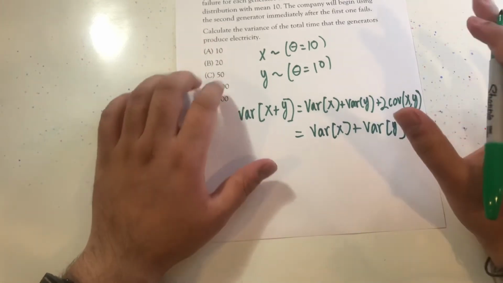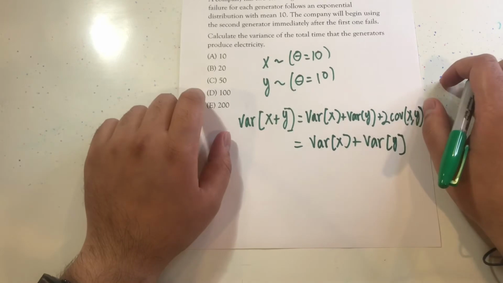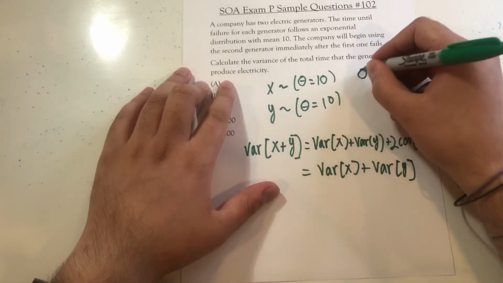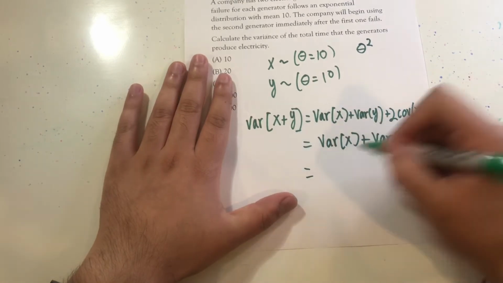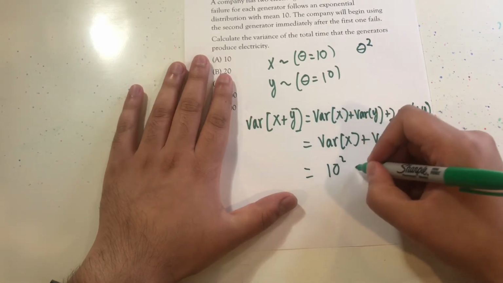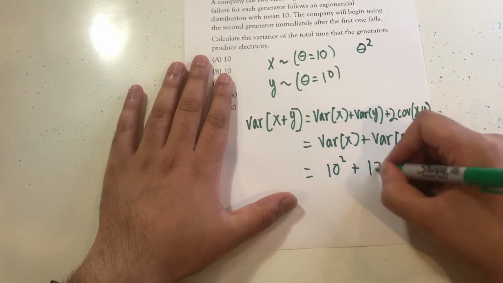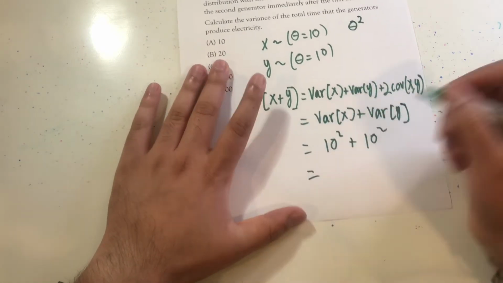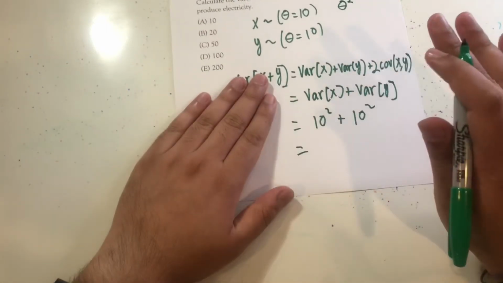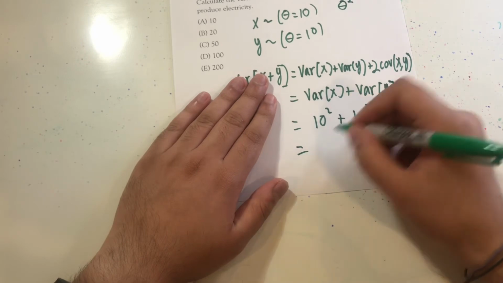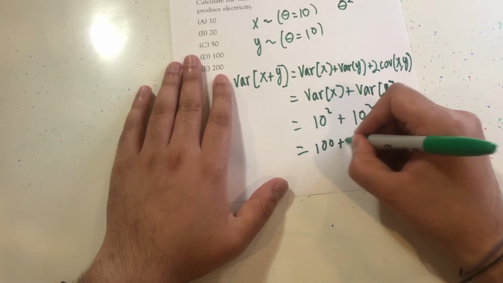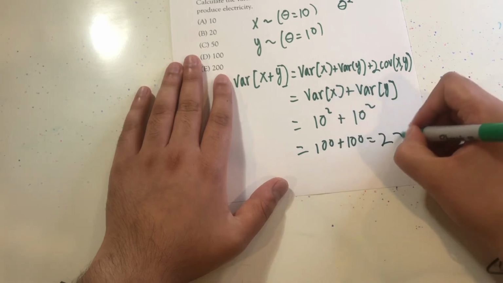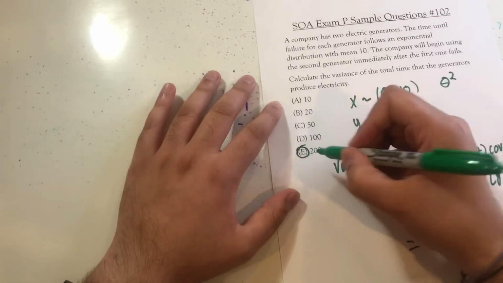Now, one thing you should have memorized is the variance for an exponential distribution. The variance for an exponential distribution is theta squared. So, the variance of X should be 10 squared. The variance of Y should be 10 squared. Therefore, the total variance of X plus Y is 100 plus 100, 200. All right, answer choice E.